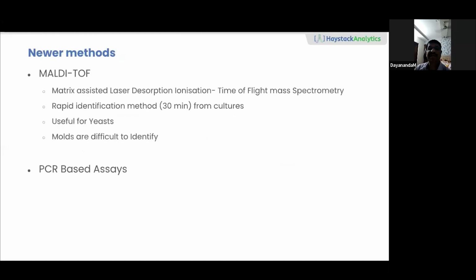Other newer methods include matrix-assisted laser desorption ionization time-of-flight mass spectrometry. It is a very rapid test, which can be done within 30 minutes from the cultures. It is useful for yeast, but it is difficult to identify molds with this test. And other PCR-based assays are also there.